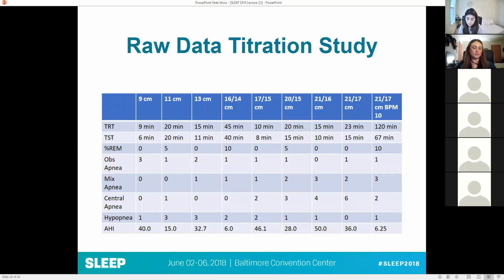So what do you guys think here? We talked about this a little bit. If you had to pick a pressure, what do you think this patient did best on? Feel free to unmute or chat in and I can read it off for you as well. I would say the BiPAP of 16/14. Very good, Allison. Yeah, very good. So you can see here, next slide.